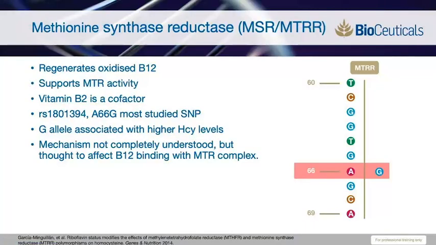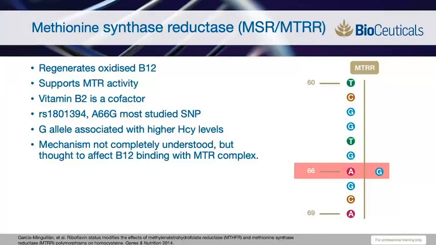Methionine synthase reductase, MTRR, regenerates oxidized B12. Oxidized B12 cannot function, it can't bind to MTR. So MTRR reduces it back to the active form so that it can pick up that methyl group and help support methionine synthase. The SNP in MTRR has more evidence, or is a little more conclusive, than the MTR.